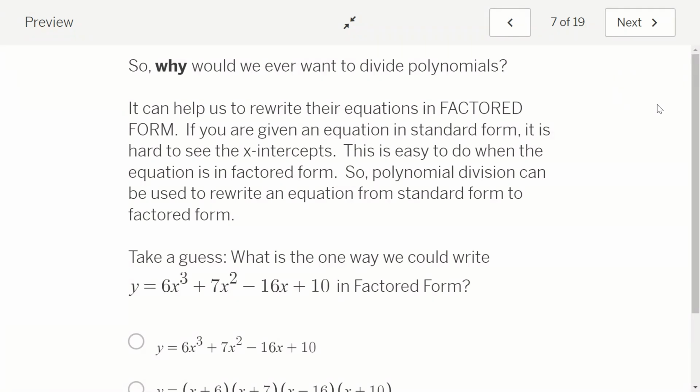If you are given an equation in standard form, it is hard to see the x-intercepts. This is easy to do when the equation is in factored form. So polynomial division can be used to rewrite an equation from standard form to factored form. It can also be used to find things called oblique asymptotes, which is not an Algebra 2 topic, but it does come up in some future math classes, and it does do some pretty cool things. Plus, they look cool. I can show you one in class if you want.